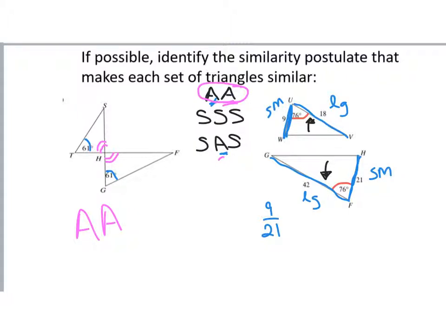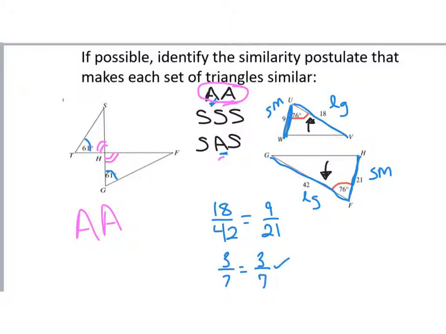Okay, let me make that a little more clear. If that's an 18, I'll put it on this side. 18 in the numerator, 42 in the denominator. These two ratios must be equal for us to say these triangles are similar. So what I'm going to do is use my calculator, and I'm going to type in 18 divided by 42, and when I hit enter, I get 3/7. And then I'm going to type 9 divided by 21, and when I hit enter, I also get 3/7.